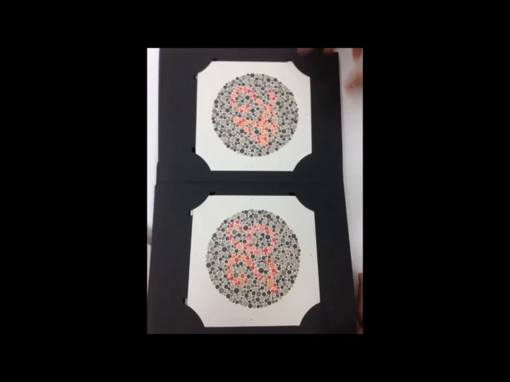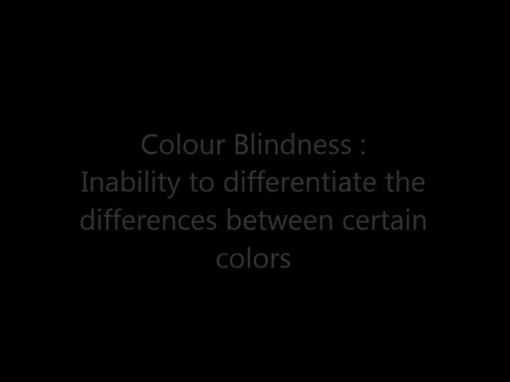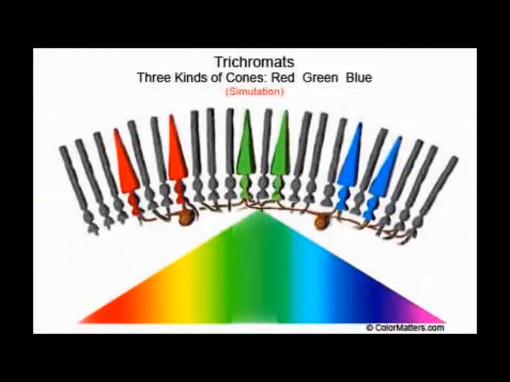Our subject is required to identify the figures and numbers seen. Color blindness is the inability to differentiate between certain colors. This condition is due to the absence of color-sensitive pigment in the cone cells of the retina, which is the nerve layer at the back of the eye. Humans have three kinds of color receptor cells, and each of them contains a different visual pigment.